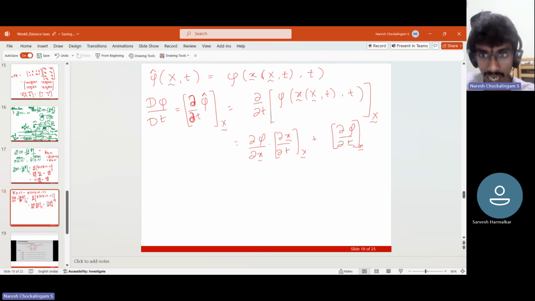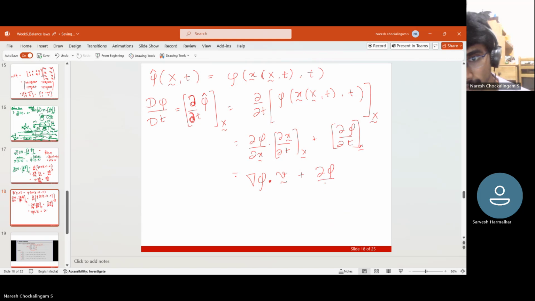So note this is the spatial derivative, the spatial gradient. So what is this? This is grad phi dot, what is the rate of change of position with respect to time keeping the material point fixed? It is the velocity. Plus here what do we have? Here it is the rate of change of the field at that fixed point. So this is how the material time derivative is defined.